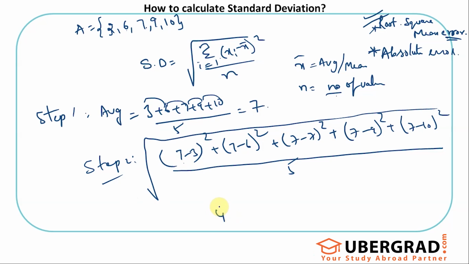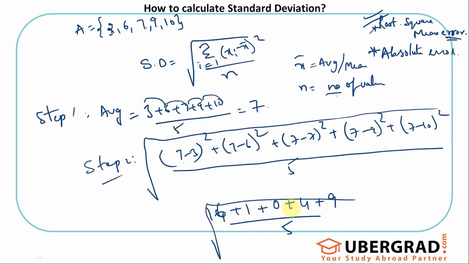7 minus 3 is 4, square is 16. 7 minus 6 is 1, square is 1. 7 minus 7 is 0, square is 0. 7 minus 9 is minus 2, square is 4. And 7 minus 10 is minus 3, square is 9. This comes out to be 30 by 5, which is root 6. That's the standard deviation. Right? That's how you calculate the standard deviation.